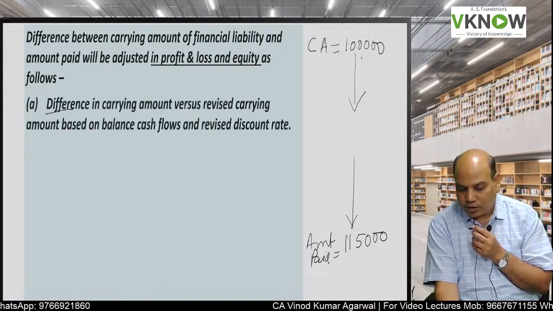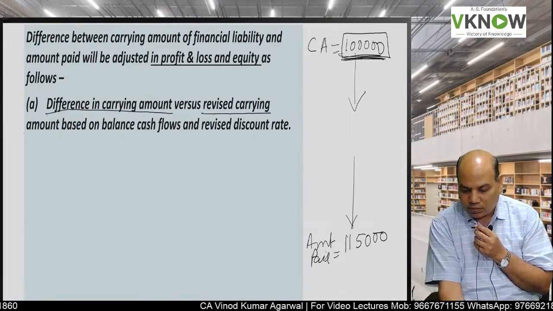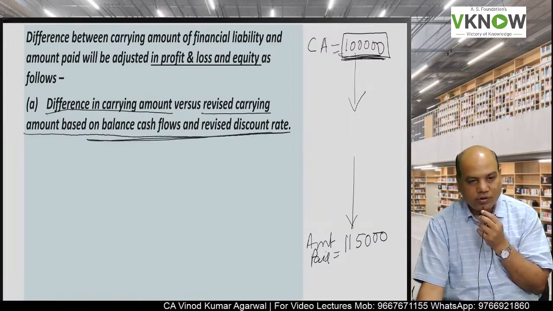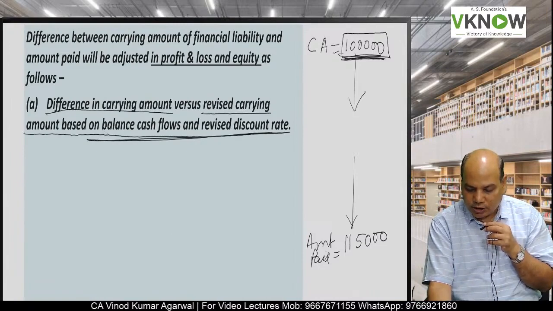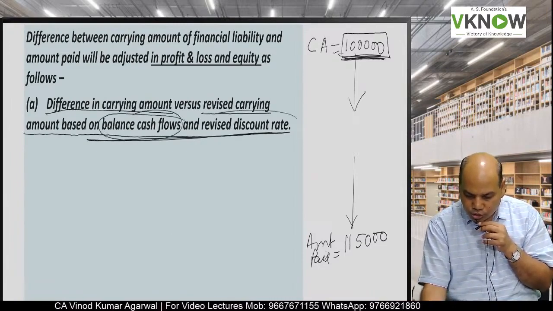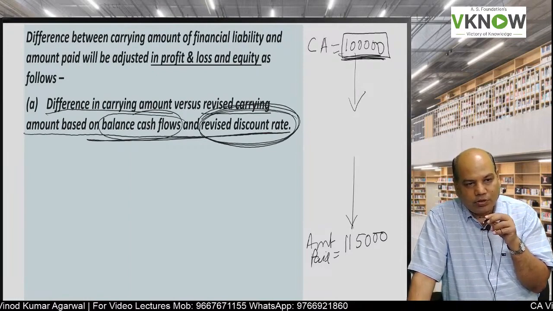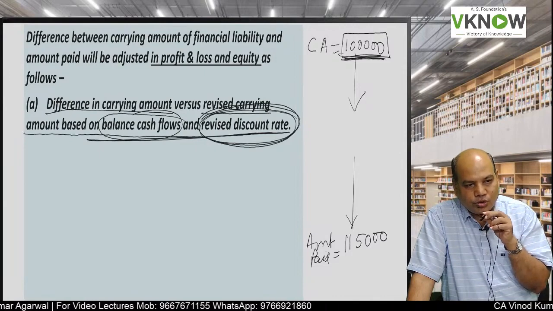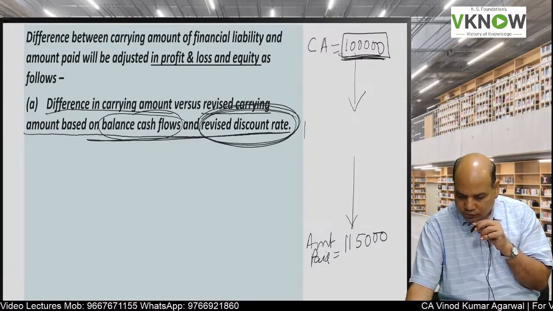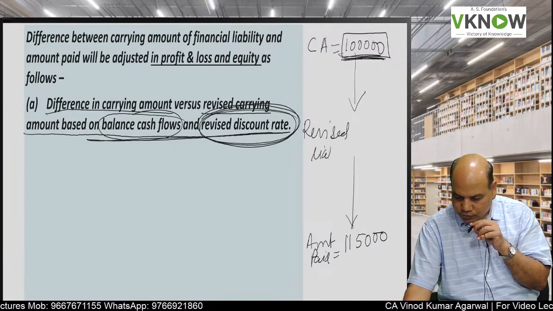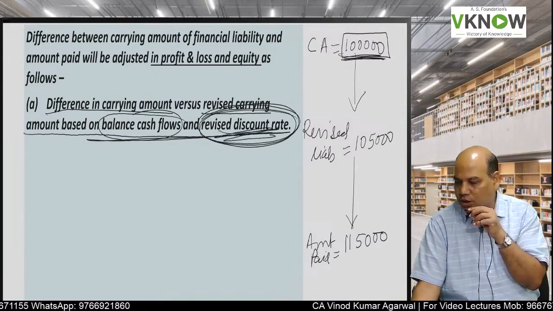So first is the difference in the carrying amount. This is my carrying amount of financial liability and the revised carrying amount based on balance cash flow and revised discount rate. I will calculate the value of liability again by calculating the present value of remaining cash flow using the discount rate which is available on the date of early redemption. Suppose this revised liability comes to 1,05,000.